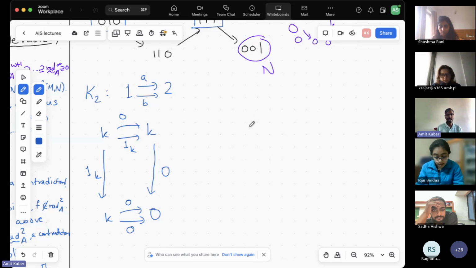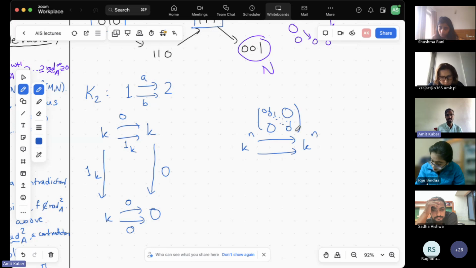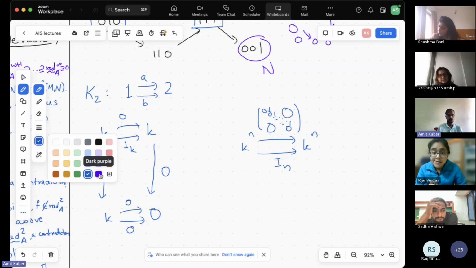Now I'm going to draw another morphism over here. This is k to the power n and k to the power n. And look at what happens over here. Now, obviously, you have to take my word for this: all the diagonal entries are 0, the lower diagonal entries are 1, the super diagonal entries are 1, and everything else is 0. And below, I just have an identity map.